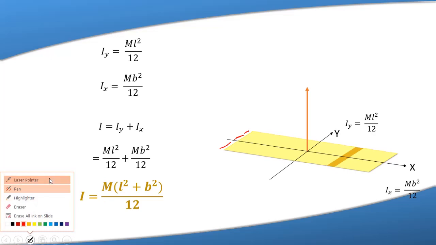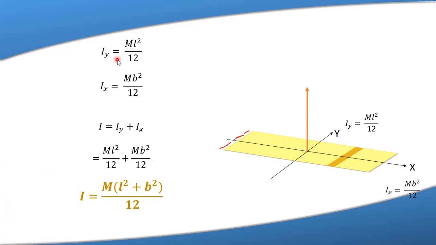Let me repeat. I already have the moment of inertia about the y-axis, that is mL square by 12. Now I will also find the moment of inertia about the x-axis using the same method, and I will get an answer equal to mb squared by 12. According to the perpendicular axis theorem, the moment of inertia about this axis will be equal to the moment of inertia about the two other perpendicular axes, in this case Iy and Ix. So I just add these two moments of inertia. Here I get m by 12 in common, and the moment of inertia of the entire rectangular lamina about this z axis will be equal to m by 12 into L squared plus b squared.